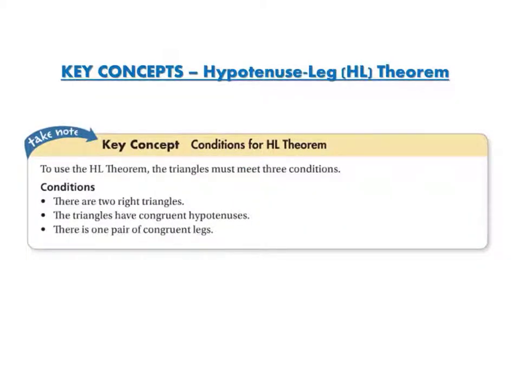To be able to use the hypotenuse-leg theorem, the triangles must meet three conditions. The first condition, there are two right triangles. Number 2, the triangles have congruent hypotenuses. And the third one is there is one pair of congruent legs.